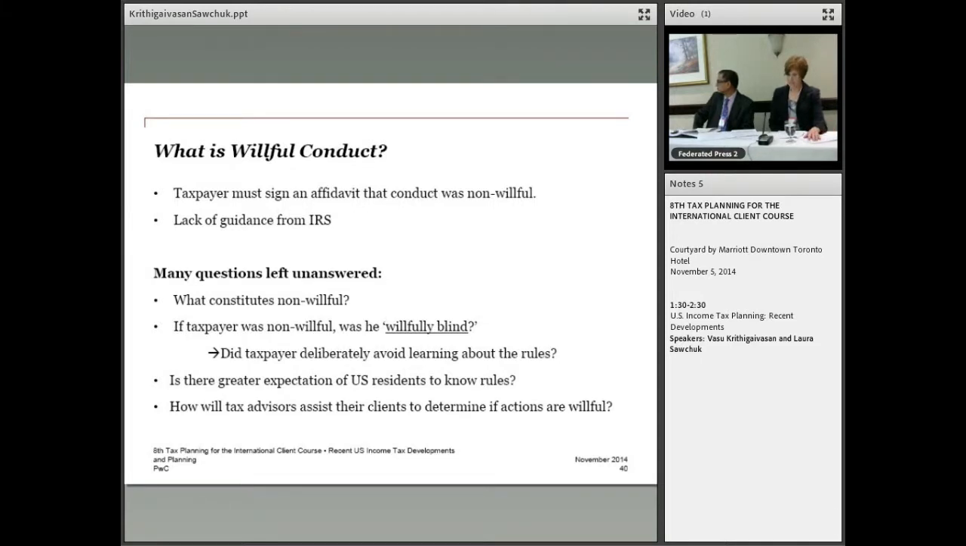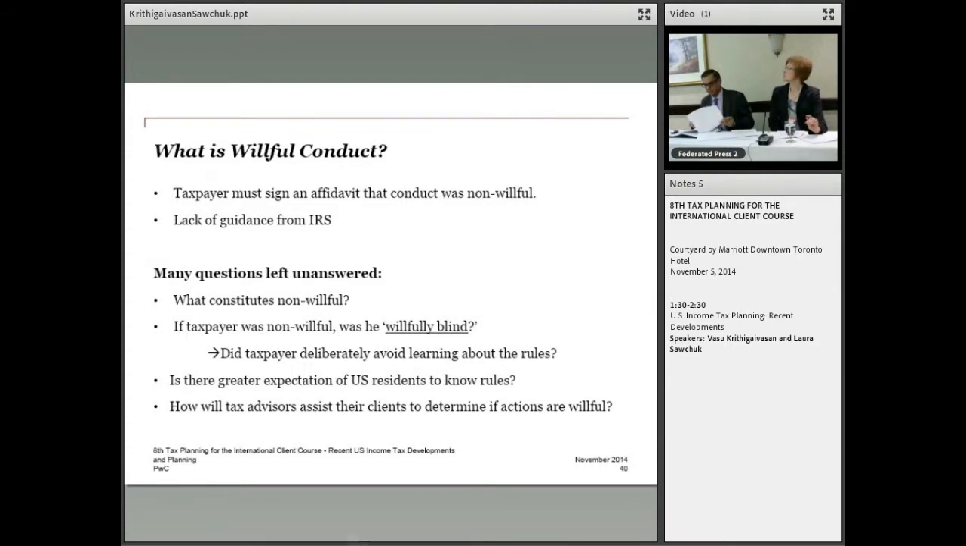And then if you and your client decide that the conduct was non-willful, the next question would be, would the IRS come to the same conclusion? So if you are going to go with the streamlined procedure in saying that you're non-willful, you better be prepared to explain why. And it's not even just a matter of whether you are willful or non-willful.